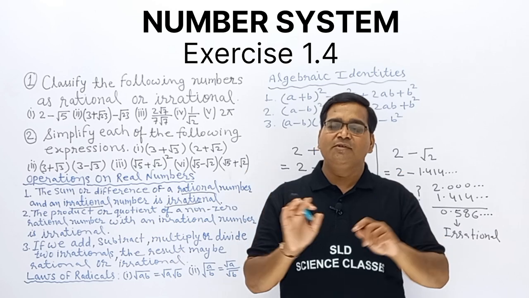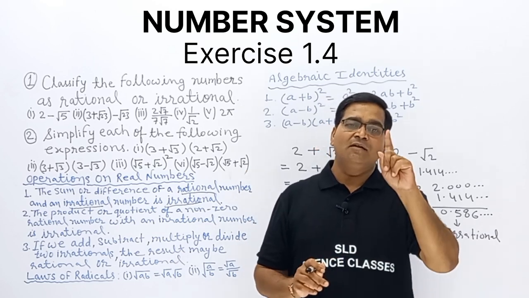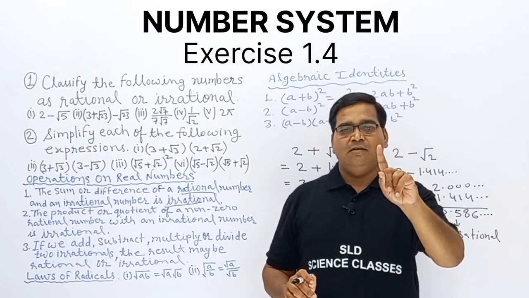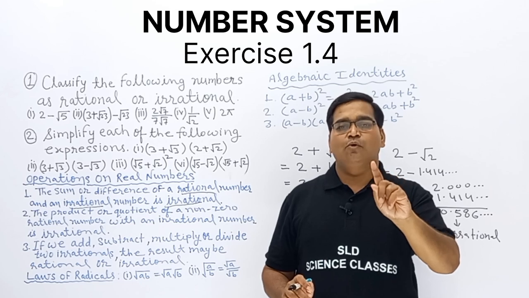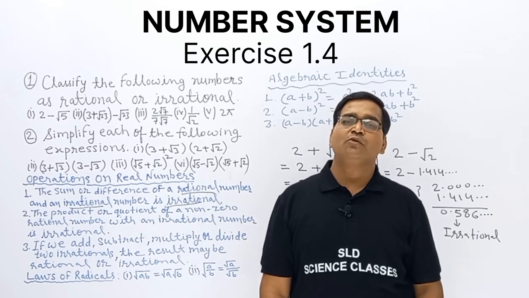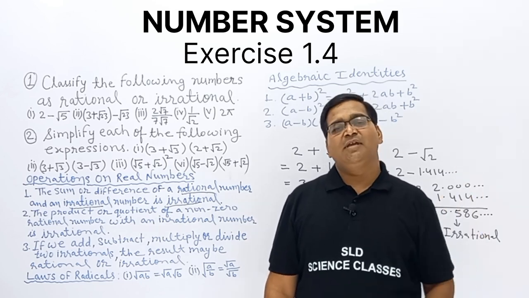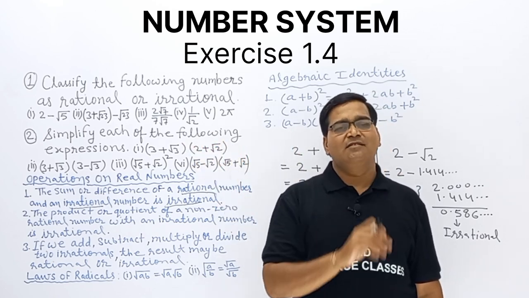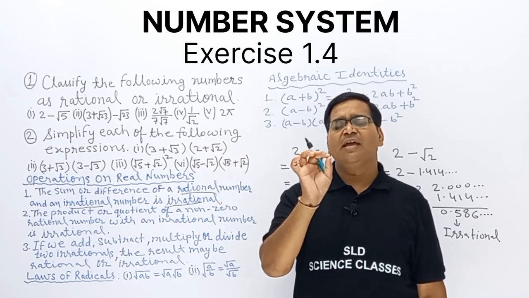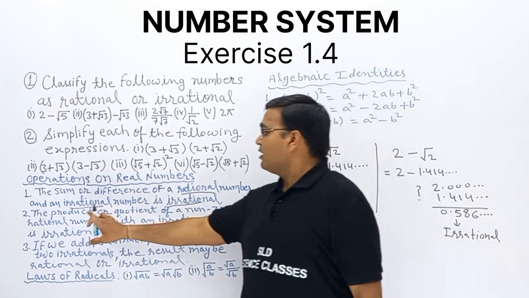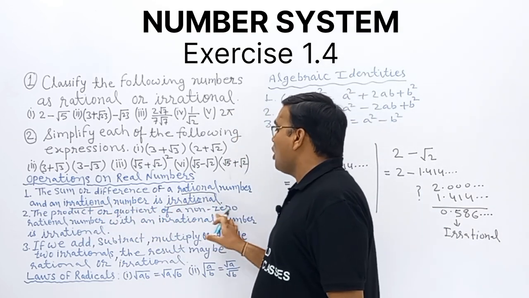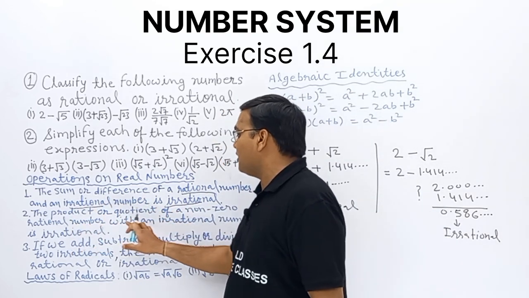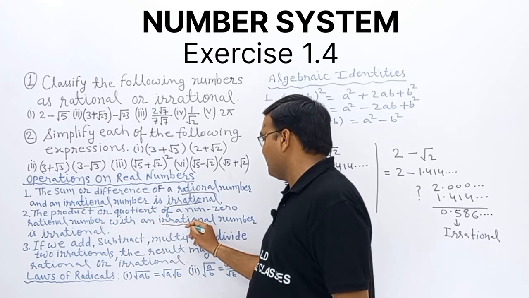Now for product or division, we will take one non-zero rational, not 0. We cannot use 0. Without 0, other rational numbers we can take, like 1, 2, 3, minus 1, minus 2, minus 3, 1 by 2. We cannot use 0. So, the product or quotient of a non-zero rational number with an irrational.